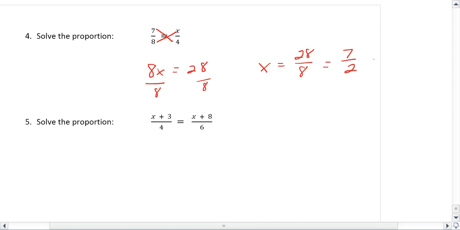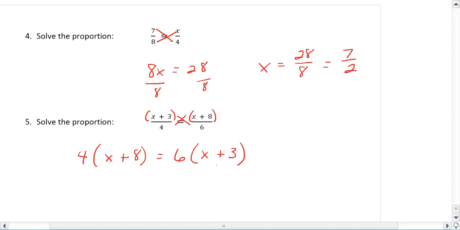In this next one, we are going to use cross products to solve it. In the previous chapter, in chapter 2, we multiplied both sides by the common denominator, which worked really well. Well, we're going to learn another method here. I'm going to go ahead and put my numerators in parentheses, and then we're going to cross multiply. I'll just put my x here so you can kind of see it. So we're going to take 4 times x plus 8, and that is equal to 6 times x plus 3.